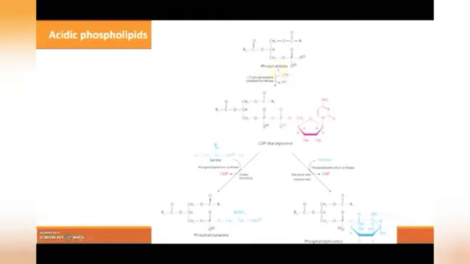But the phosphatidate can also be a precursor, or the founder, of the formation of acidic phospholipids. But first, phosphatidate will be activated by reacting with CTP. As we know, CTP has 3 phosphates. One phosphate will attach here and then 2 phosphates will be released, with the help of CTP phosphatidate cytidylyltransferase, to form CDP-diacylglycerol.